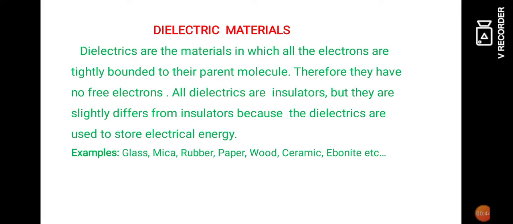Now let us see what dielectric materials are. Dielectrics are the materials in which all the electrons are tightly bound to their parent molecule. Therefore, they have no free electrons. All dielectrics are insulators, but they differ slightly from insulators because dielectrics are used to store electrical energy. Examples of dielectric materials: glass, mica, rubber, paper, wood, ceramics, ebonite, etc.